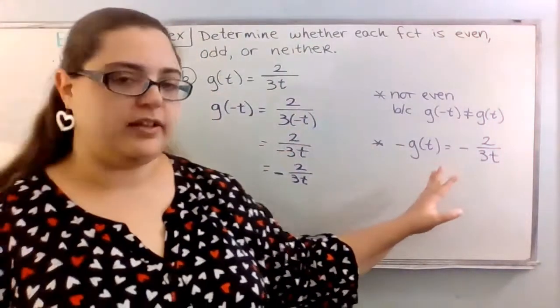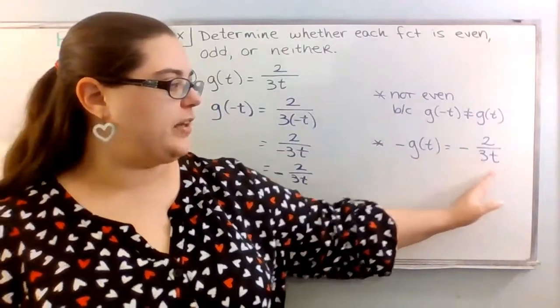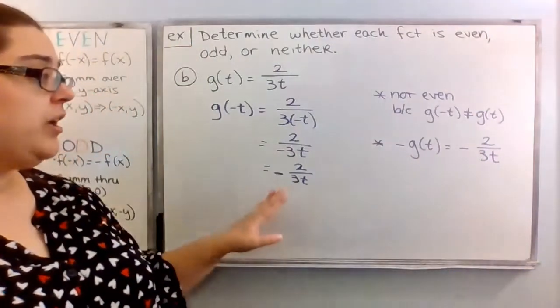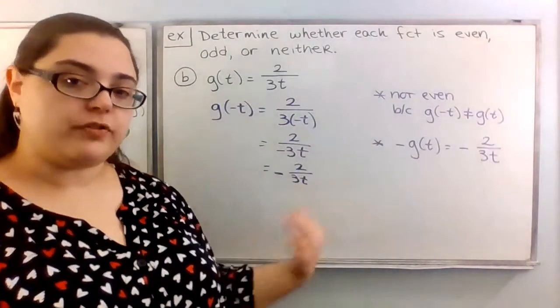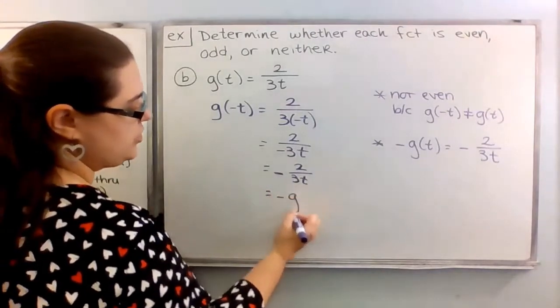So this is what negative g of t looks like. So negative g of t is negative 2 over 3t. So let's see if that's what we got. So it is, we got negative 2 over 3t. So to finish up what I'm writing, I'm going to write, this is negative g of t.